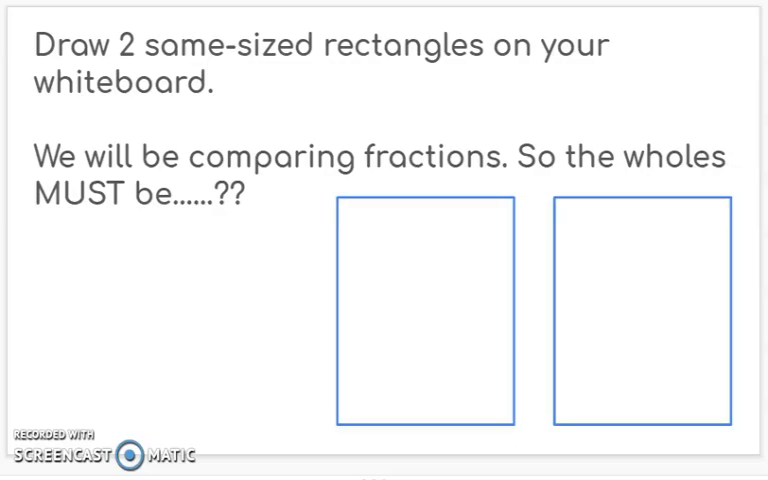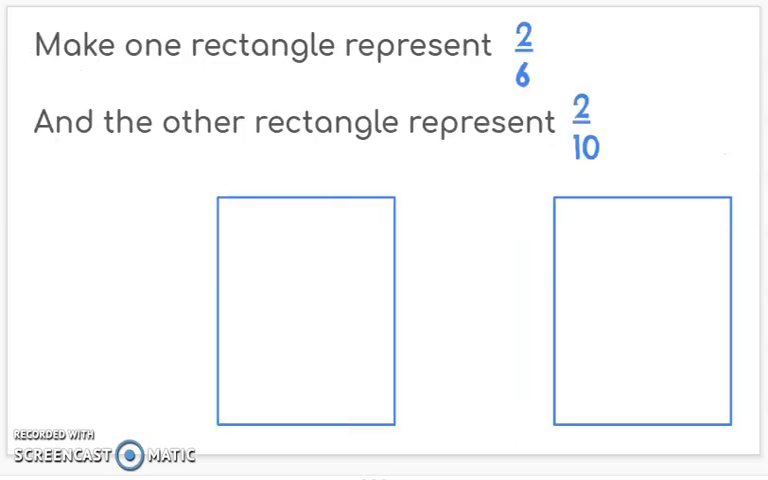Please draw 2 same-size rectangles on your whiteboard. We've been doing this a lot lately. Or, I'm sorry, you probably don't have a whiteboard if you're at home, so draw 2 same-size rectangles on your piece of paper. We will be comparing fractions, so the wholes must be what? The same size. You've got it. Make one rectangle represent 2/6 and the other rectangle represent 2/10. Go ahead and pause this and play the video when you're done.